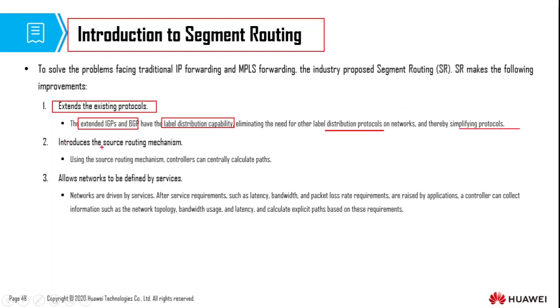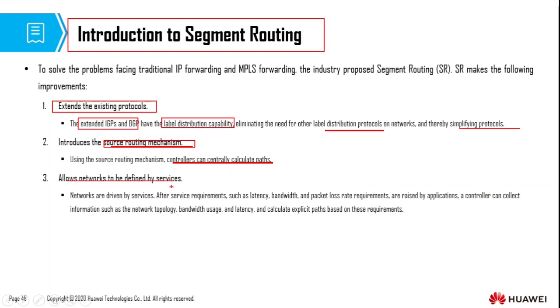Number two, it introduces what we call source routing mechanisms. In a source routing mechanism, we are able to centrally calculate route paths. That means that on the provider edge device, on the PE, we are able to determine how this particular packet will flow throughout our ISP network. And then lastly, it allows networks to be defined by services.